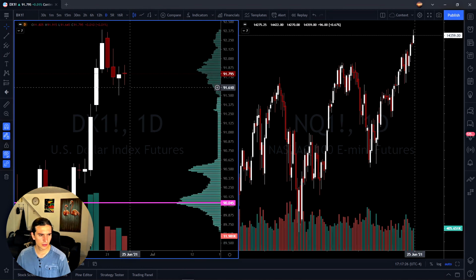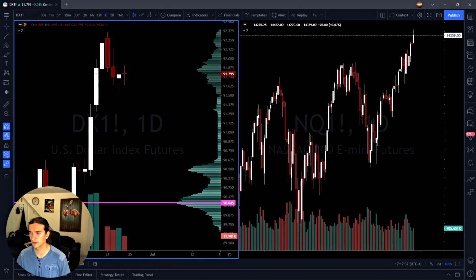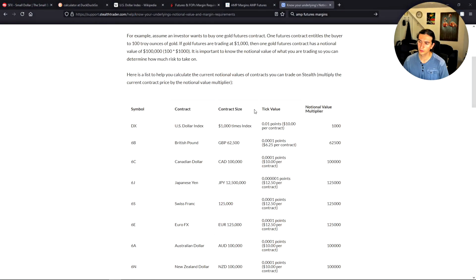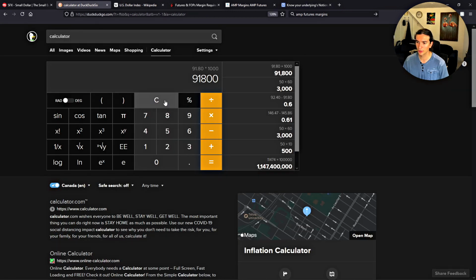Okay, so let's look at the US dollar futures here. I want to tell you a few things about the product to start with in case you didn't know it. The notional value of the DX, or the US dollar index, is 1,000 times the index value. So right now the value of this thing is 91.795, but I'm going to round it off to 91.80 times 1,000, and that tells us that the notional size of this contract is roughly, give or take, about $100,000.